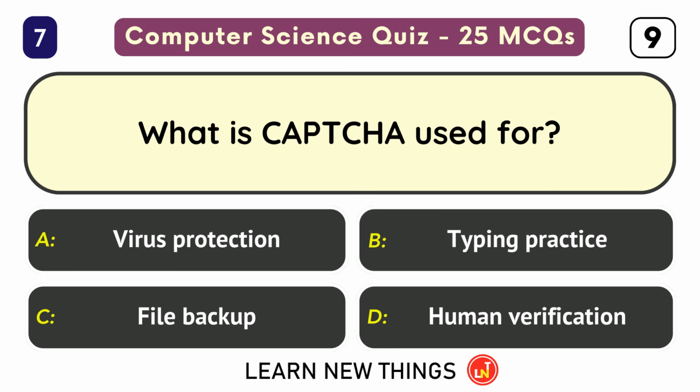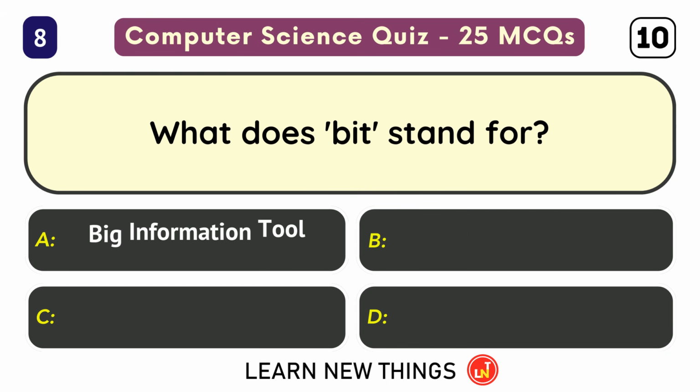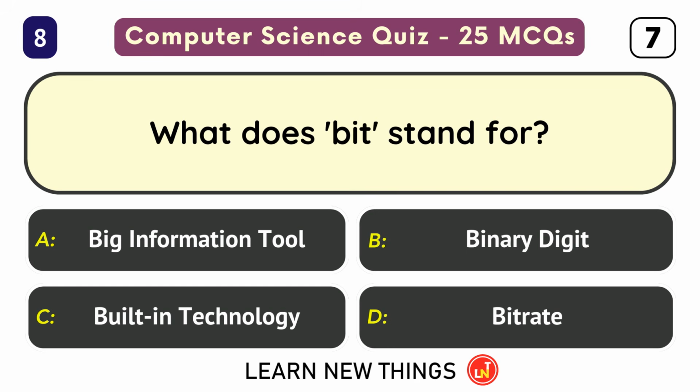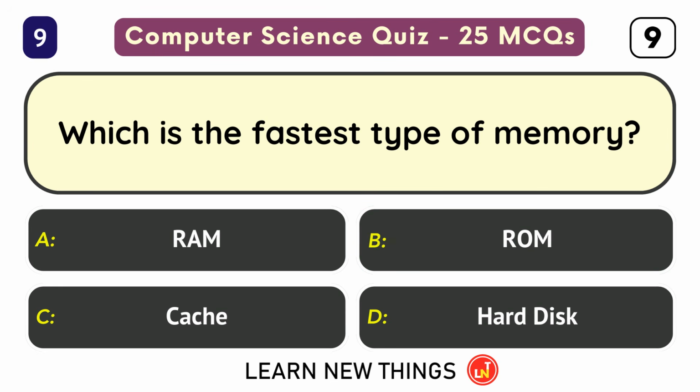What is CAPTCHA used for? Human verification. What does bit stand for? Binary digit. Which is the fastest type of memory? Cache.